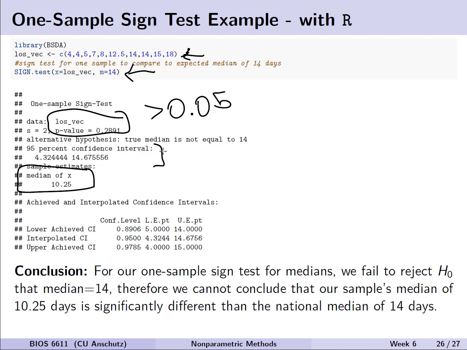What we can conclude from this one sample sign test for medians is that we fail to reject H0, because a p-value of 0.2891 is greater than 0.05, so we don't reject the null hypothesis that the median is equal to 14 days. Therefore, we cannot conclude that our sample's median of 10.25 days is significantly different than the national median of 14 days.